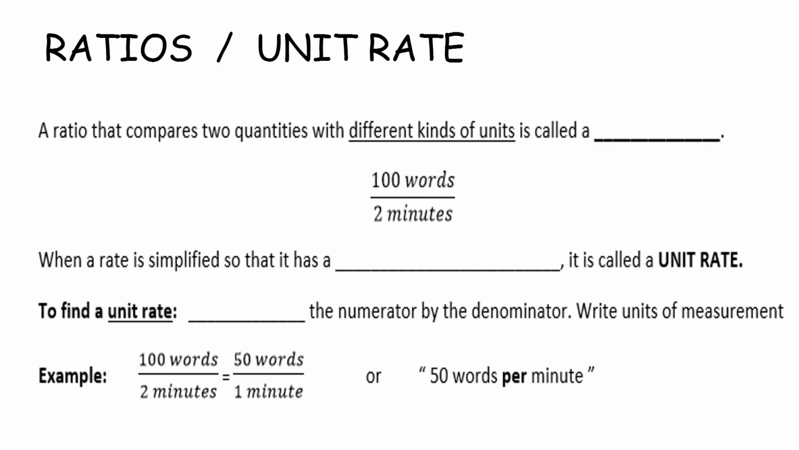Okay, today we are going to talk about ratios and unit rate. A ratio that compares two quantities with different kinds of units is called a rate. For example, 100 words per 2 minutes. When a rate is simplified so that it has a denominator of 1, it is called a unit rate.